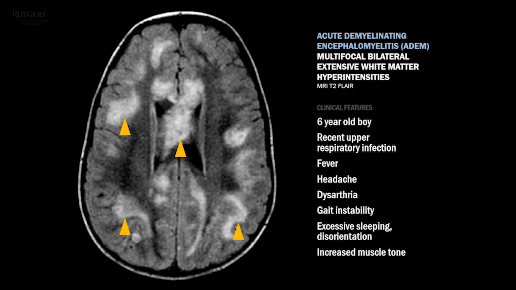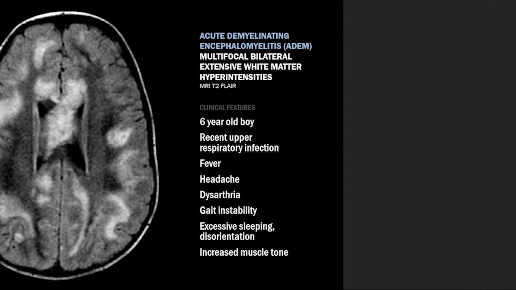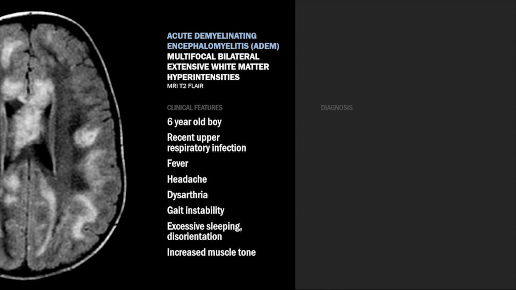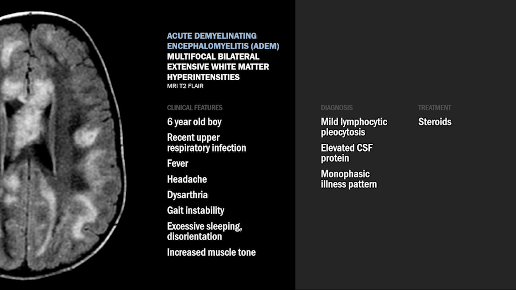What causes this? Well, we don't know. Usually we throw in phrases like molecular mimicry, but just imagine me waving my hands a lot right now. The CSF can show mild lymphocytic pleocytosis, usually less than 500 cells, and elevated protein, but it also may be normal. This illness is monophasic. It usually resolves with some steroids and immunosuppressants and time. It rarely recurs.